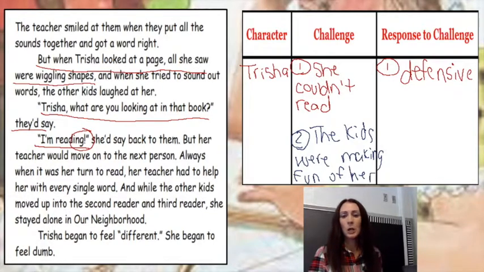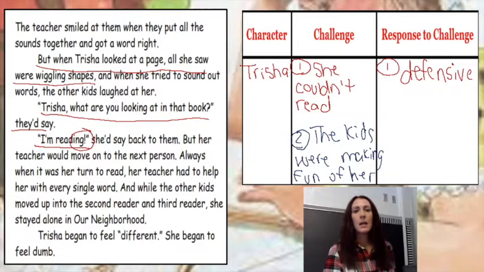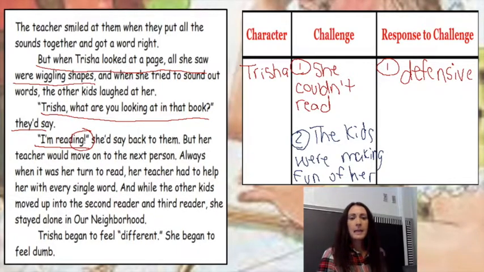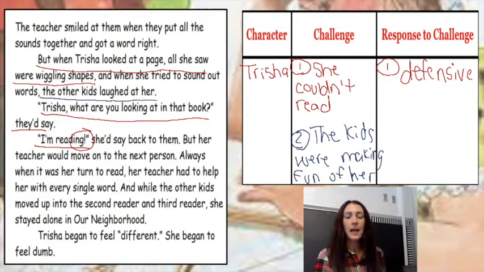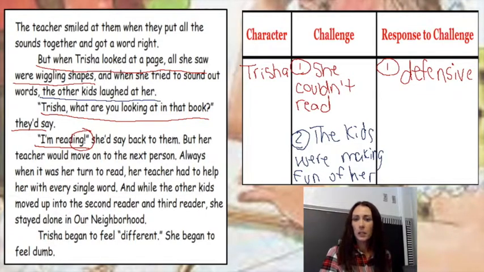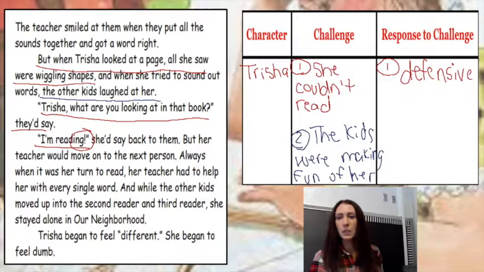And I know that if I go back in the text, I can prove that because they said right here, it said the other kids laughed at her. So they were clearly making fun of her and the fact that she couldn't read. So then how did Trisha respond to that challenge?